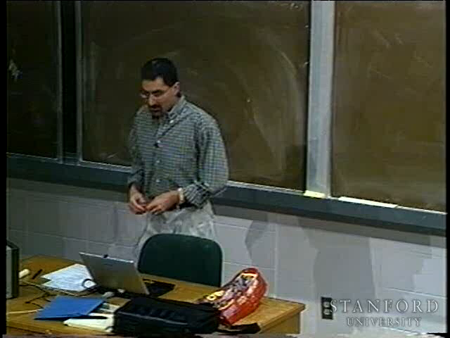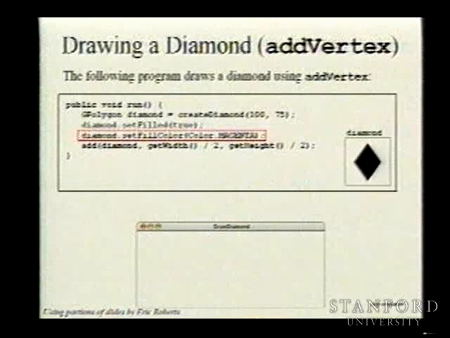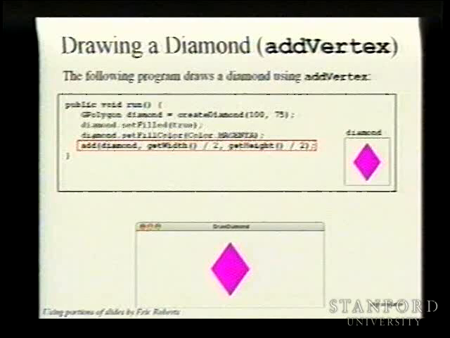Yeah, so let me actually show that to you right now. Here's add vertex: we just return the polygon, we set its fill to be true, we set its color to be magenta, and we write it out in the middle of the screen. Not a whole lot of excitement going on.